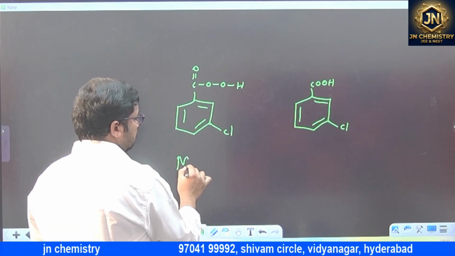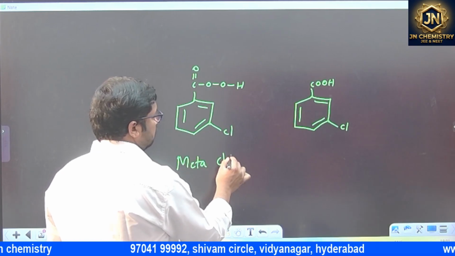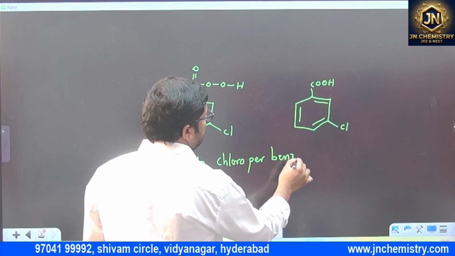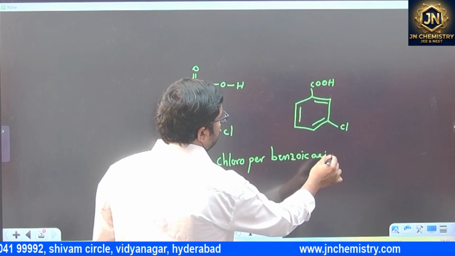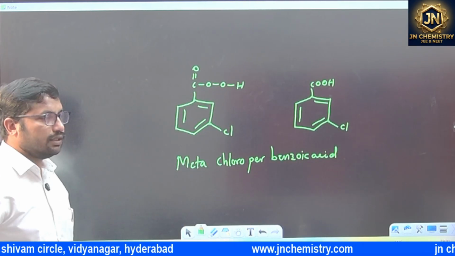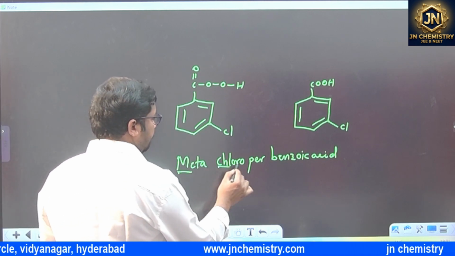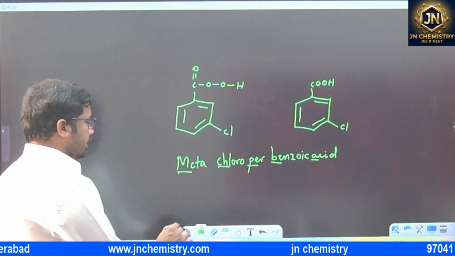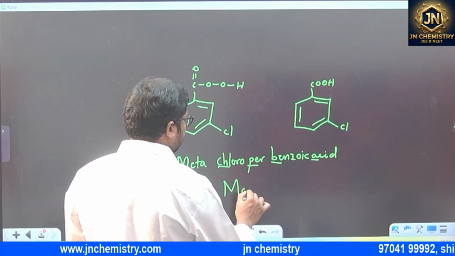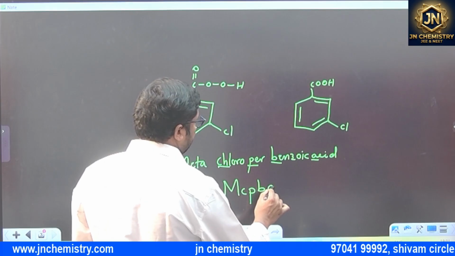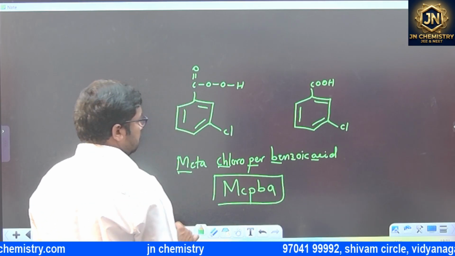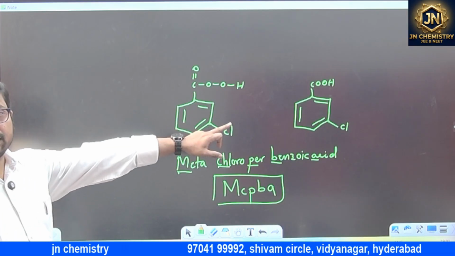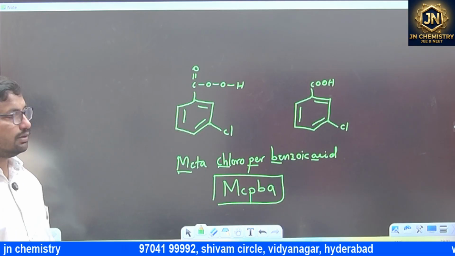Right? Meta chloro per benzoic acid. Metachloroperbenzoic acid. This we could say MCPBA, in shortcut. Metachloroperbenzoic acid. This is metachloroperbenzoic acid.